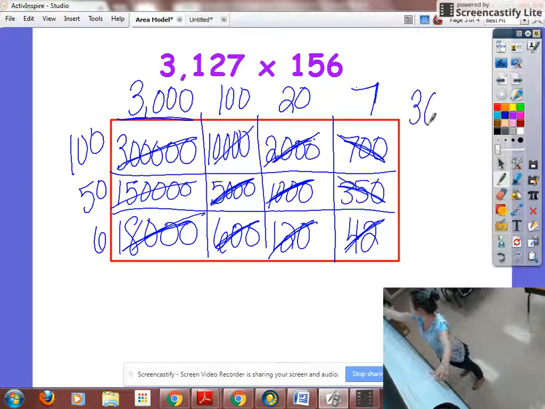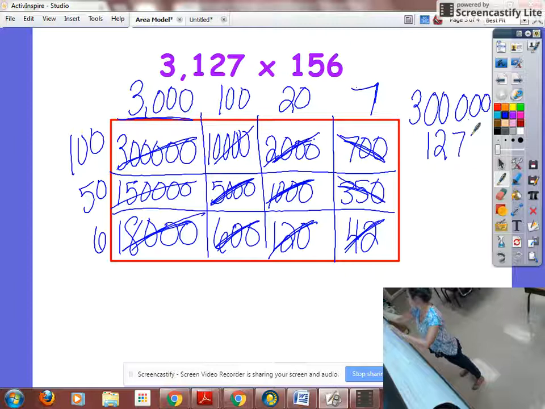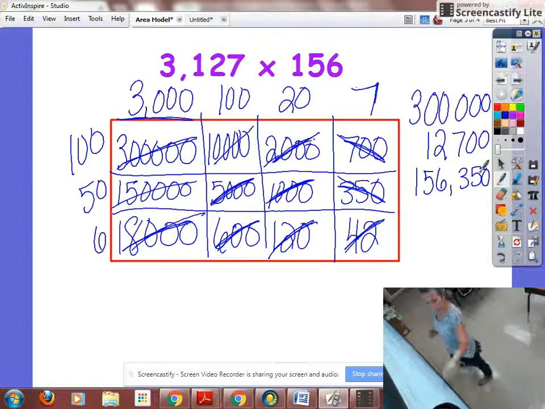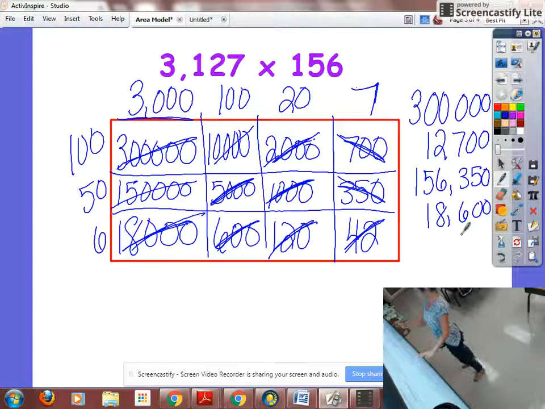So we have 300,000. So we got 10,000, 12,000, 12,700. Got 150,000 plus 5,000, so that's 155,000 plus another 1,000. That's 156,000 plus 350 is 156,350. So then I've got 1,800. So that's 18,600. And 162 down here.